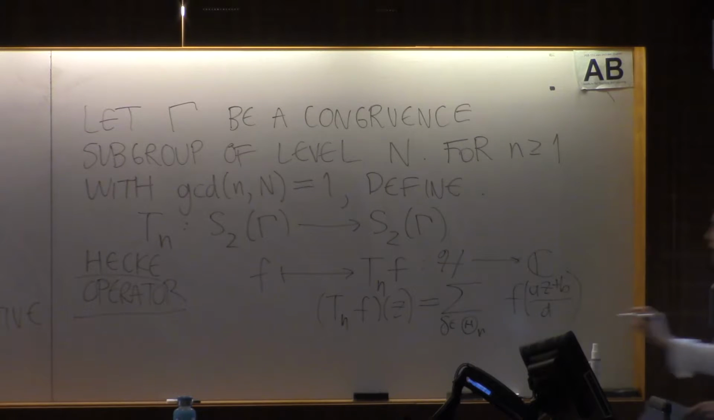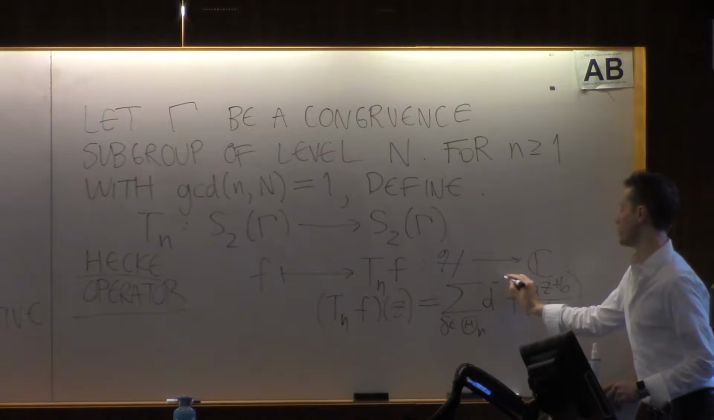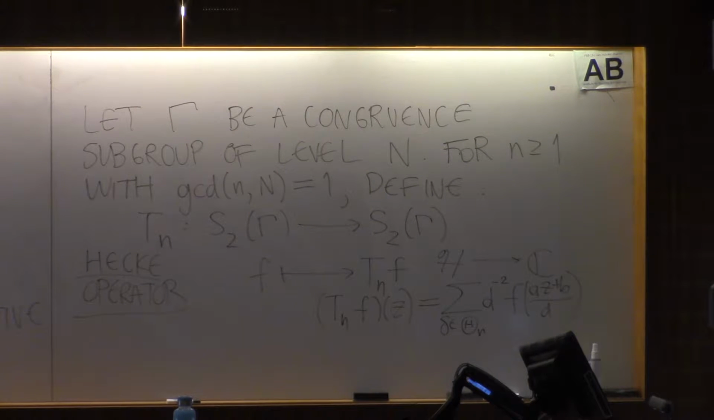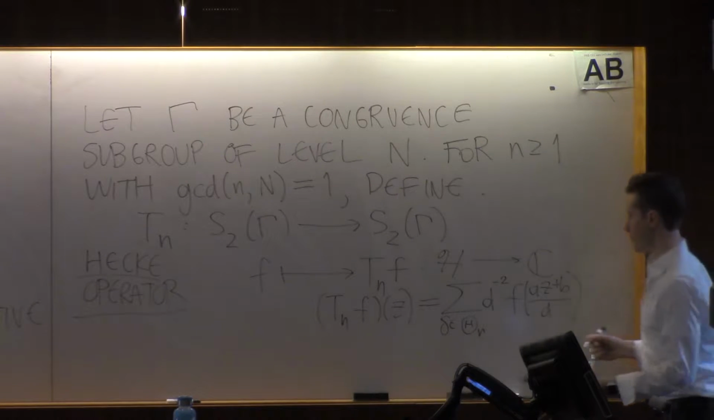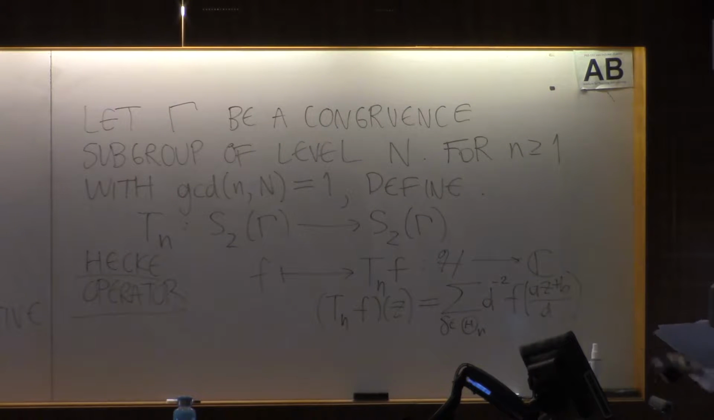I'm going to take a weighted average here, and I'm going to weight it by d to the minus 2. That's a scaling factor which has explanations in terms of automorphy and so on, but just think about it as being a weighted average instead of literally an average. Okay, that's the right thing to do. That's the definition of the Hecke operator.